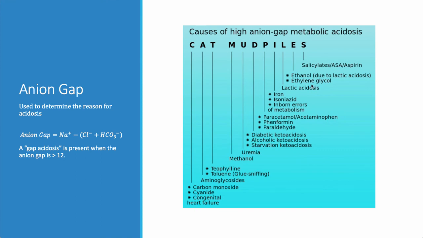A gap acidosis is caused frequently by salicylate overdose, ethylene glycol, alcohol, lactic acidosis. All of these cause an anion gap acidosis. That is where the sodium is out of proportion to these other electrolytes in the blood. Okay, so again, you can memorize this if you're so inclined by memorizing cat mud piles. But these are all the different causes, potential causes of anion gap acidosis.